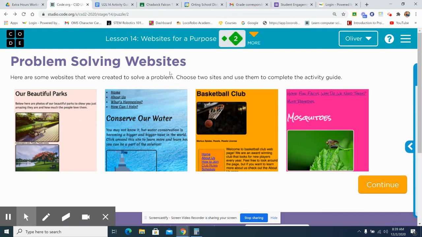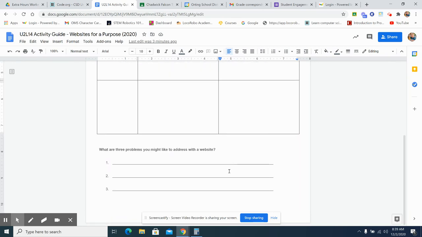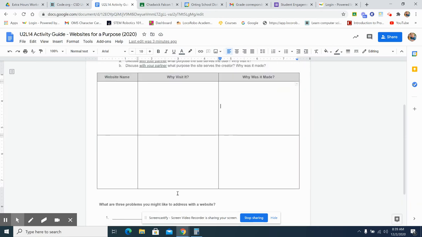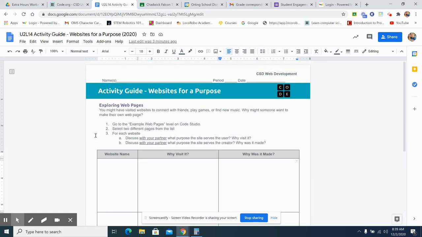But that is lesson 14. Take a look at that. Make sure that you explain why. We'll go back to the name of the website, why people would visit it, and why it was made. And you're going to find some problems that you might address with one of them. Feel free to take a look at that and explain why you might address some of those problems and what those problems are. So enjoy this, and if you have any questions, let me know.